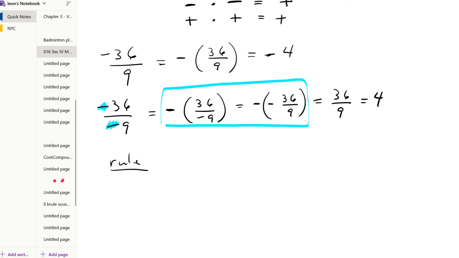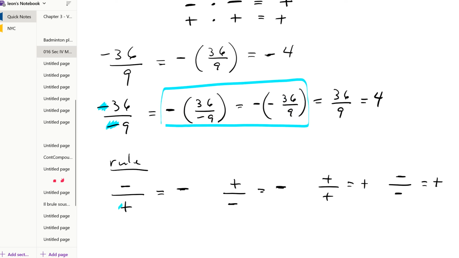So rule, if I have a negative divided by a positive, that's going to give me a negative. A positive over a negative, that's also a negative. A positive over a positive, that's a positive. And a negative divided by a negative, that's a positive. Okay, those rules, they make a lot of sense, because those are the exact same rules as before.